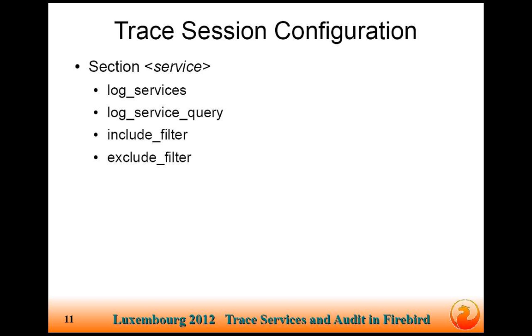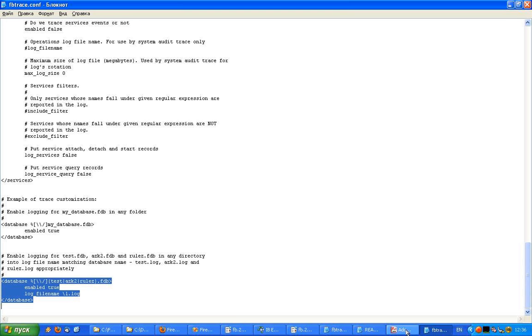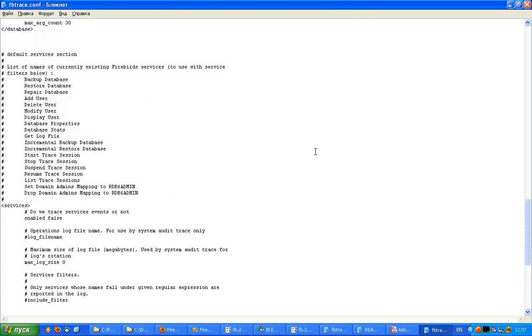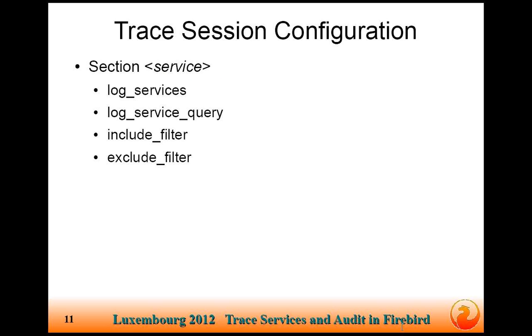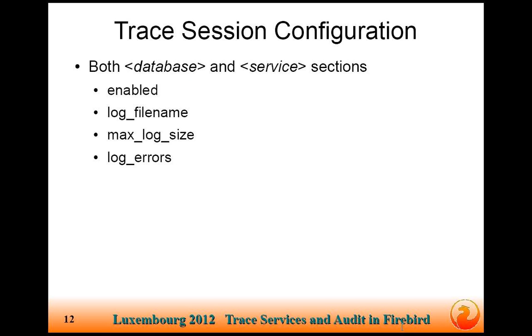Include filter and exclude filter allow you to set which exactly services you want to trace. For example, here is the list of the names of the Firebird services which are used by the engine internally, and using include filter or exclude filter in the services section you can specify what services you want to trace. For example, you want to trace only the backup database service, or maybe you want all the services except the trace session services, and so on. It's all about configuration. No, it's not all. Sorry.